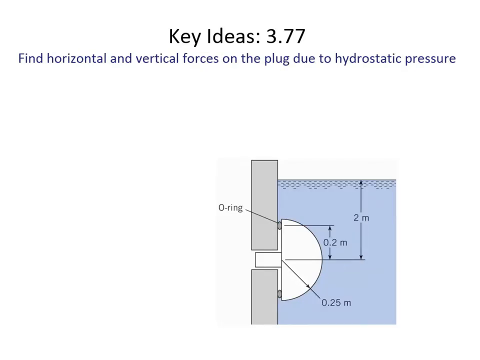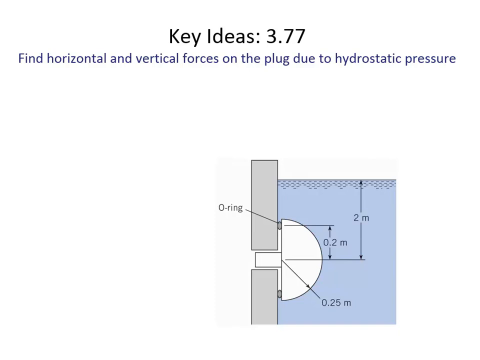Okay, here's another hydrostatic forces on a curved gate. And this is a screw or something that's plugging up a hole. And it's a hemisphere. And they give you enough information. They tell you the radius of the hemisphere. And so what you'll need to do is find the vertical and the horizontal forces that are acting on the plug due to hydrostatic pressure.